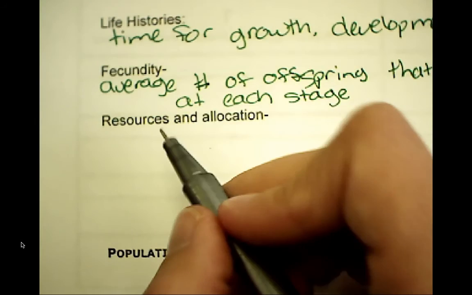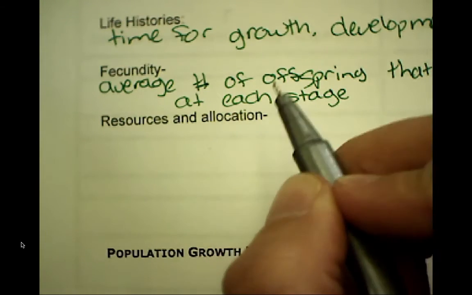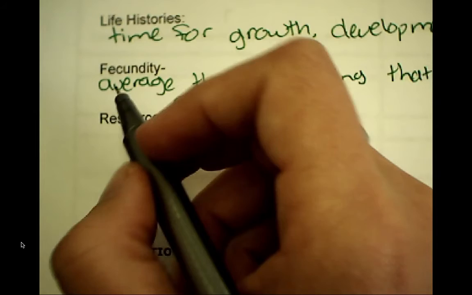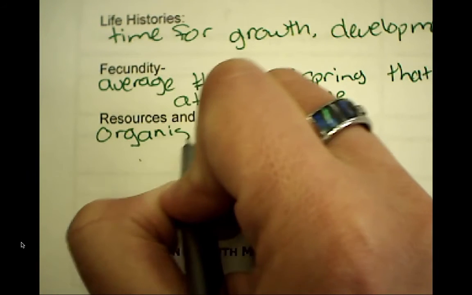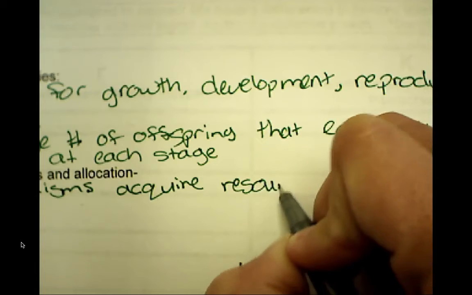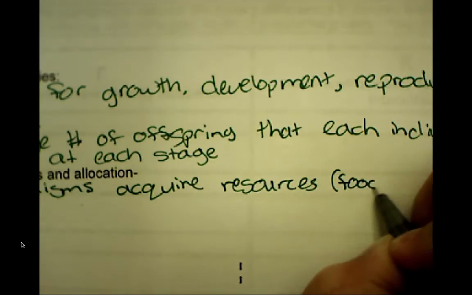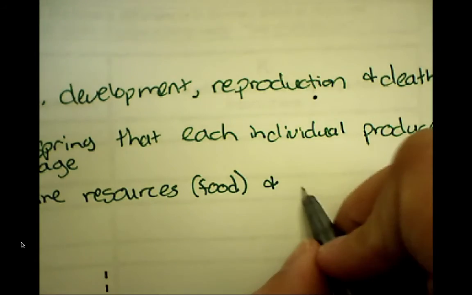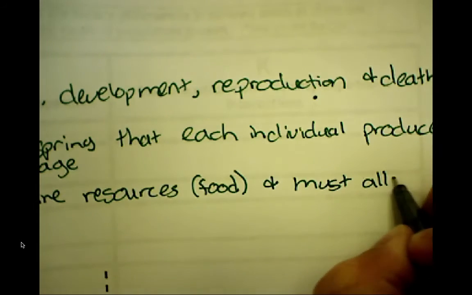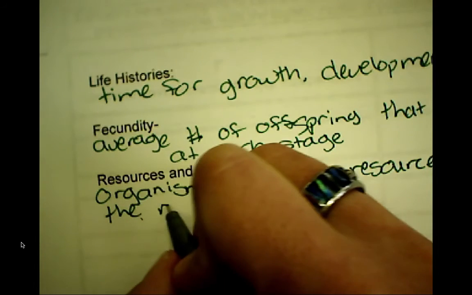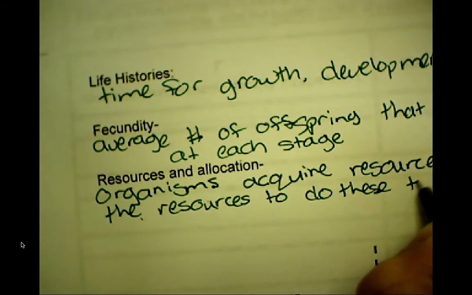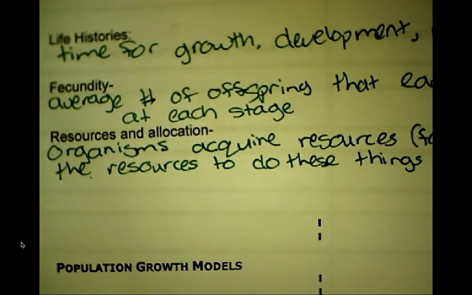Okay, this idea of resources and allocation, there's a really, really good picture in your book of this. So make sure you take a look at that idea and that concept. But basically what happens is organisms, throughout their life, that's really their job, or food. Okay, when we talk about resources, we're really talking about food. And so whether they're making it themselves or they're getting it from something, they must allocate or divide up the resources to do these things. You ready for them? These things, okay?